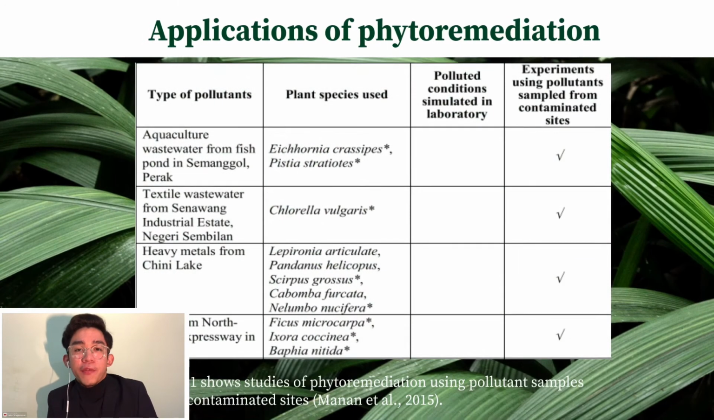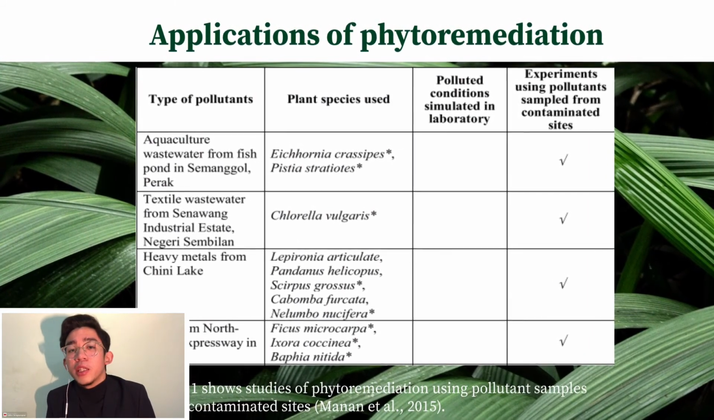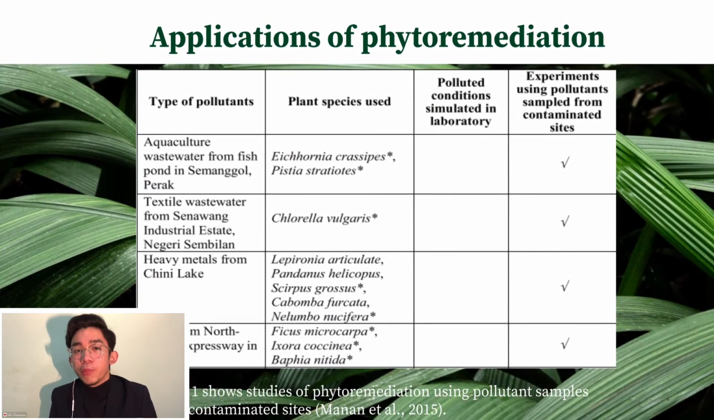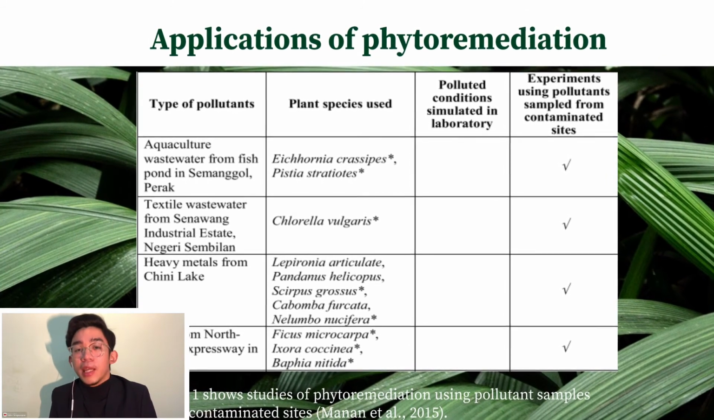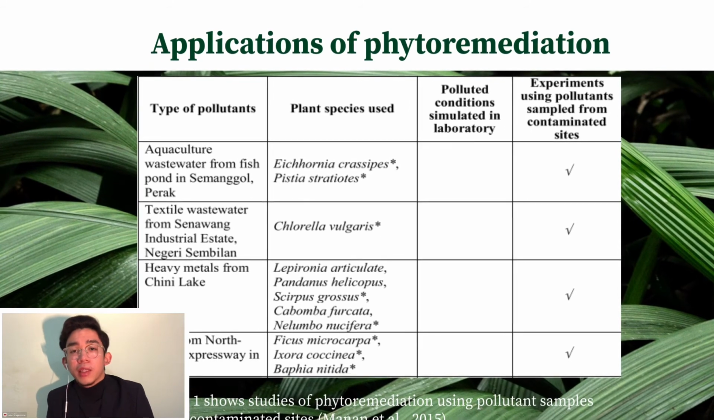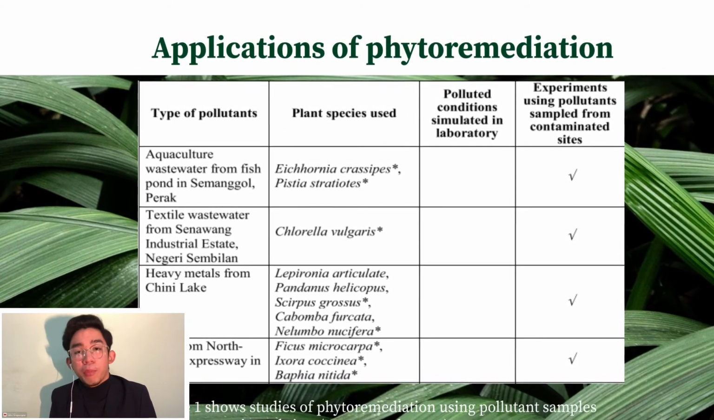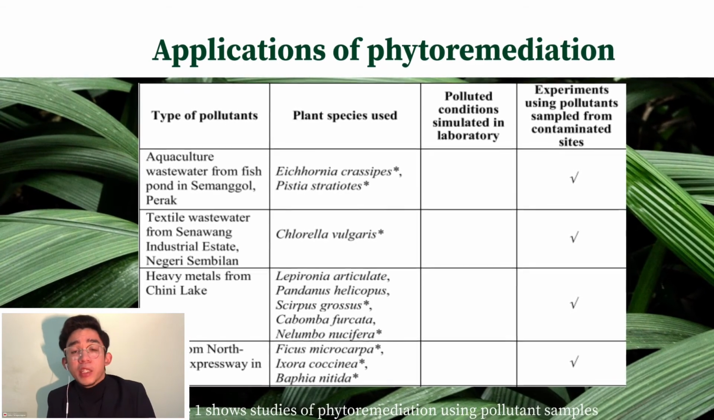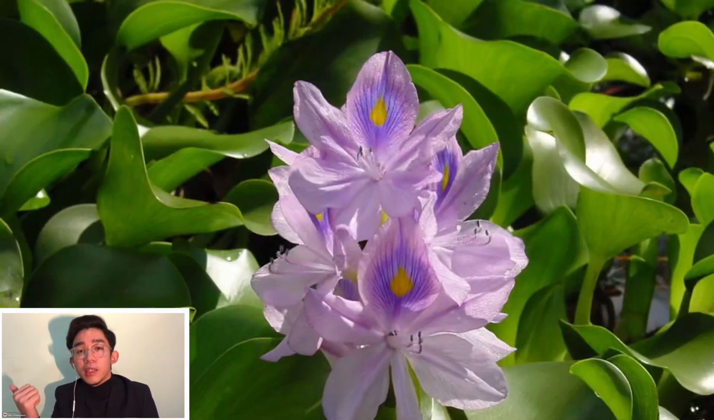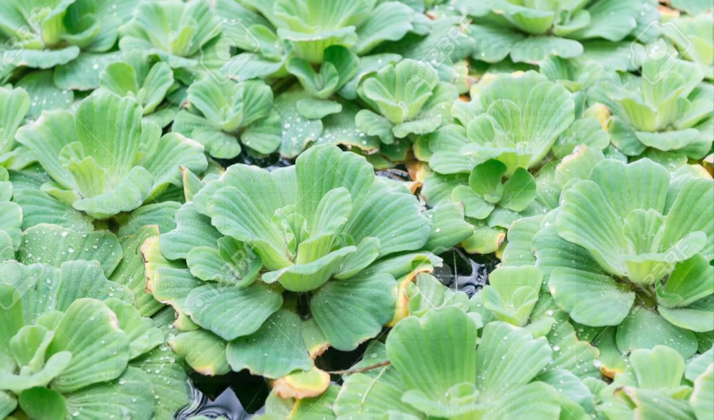As we can see from Table 1, these are some examples that show studies of phytoremediation using pollutant samples from contaminated sites. For example, pollution of heavy metals in aquaculture wastewater from a fish pond here in Semanggol, Perak. They use plant species like Eichhornia crassipes and also Pistia stratiotes to undergo phytoremediation.